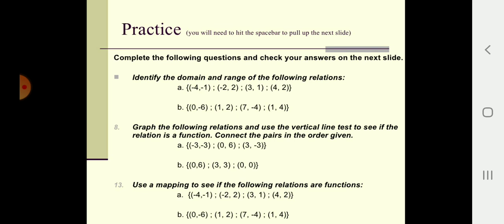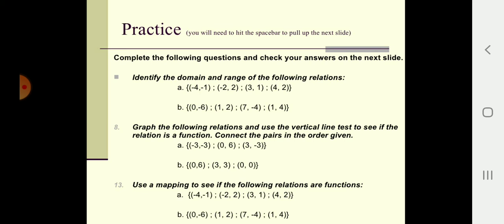Here is some practice. Complete the following questions and check your answers on your text slide. Number 1: identify the domain and the range of the following relations. Letter A: negative 4 and negative 1, negative 2 and 3, 1 and 4, and 2. Letter B: 0 and negative 1, negative 6 and 1, 2 and 7, negative 4 and 1, 4.